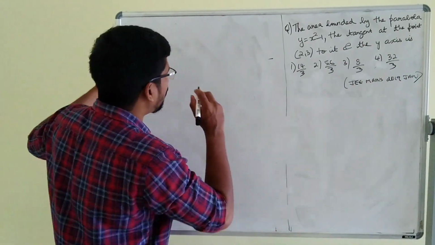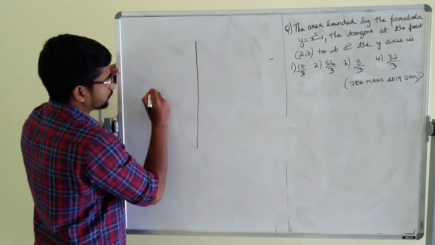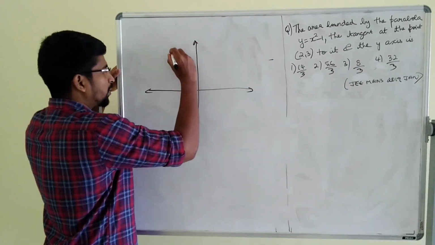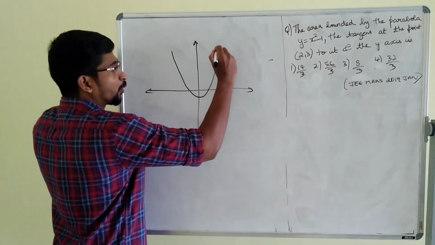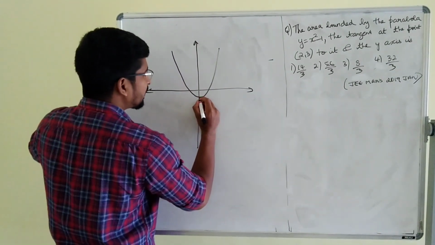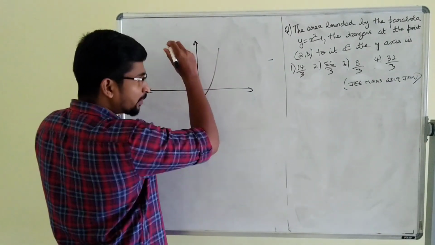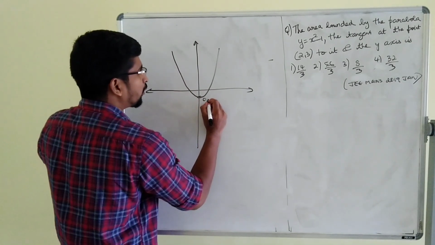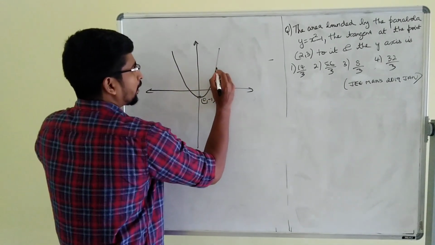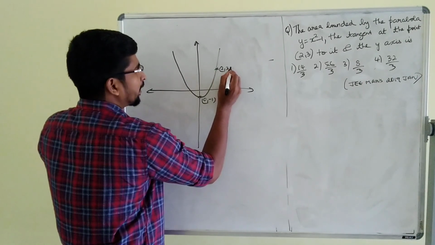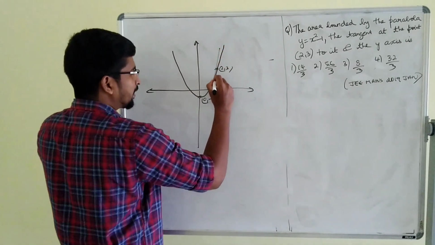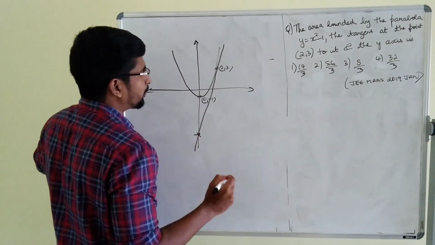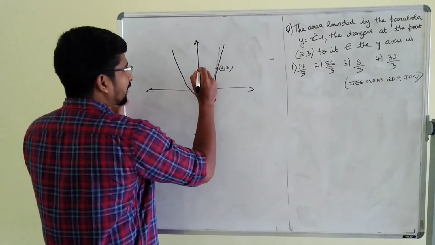So let's try to draw the figure. When you draw the figure of y equal to x square minus 1, it will be a figure like this, an upward parabola. It will touch the y-axis at (0, -1). Now we need a tangent at the point (2, 3). So when you draw a tangent at the point (2, 3) to it, this will be the tangent at the point (2, 3).